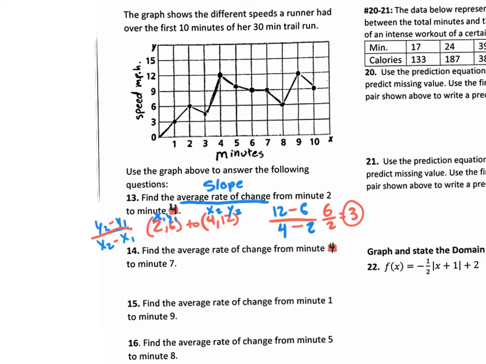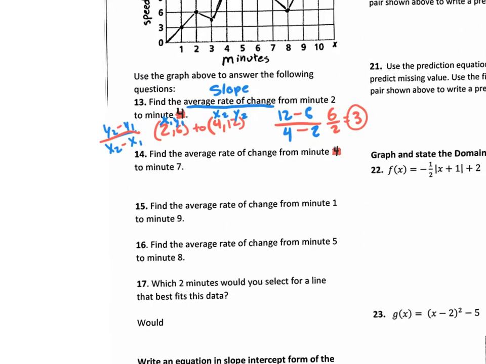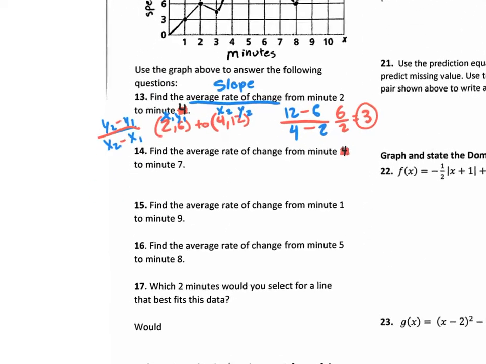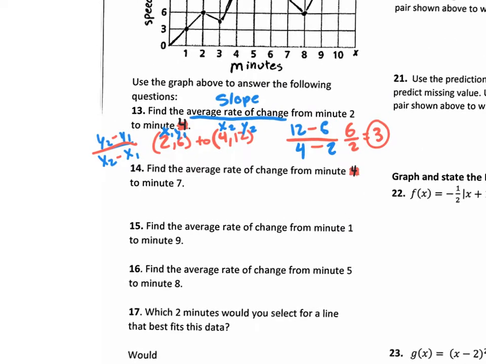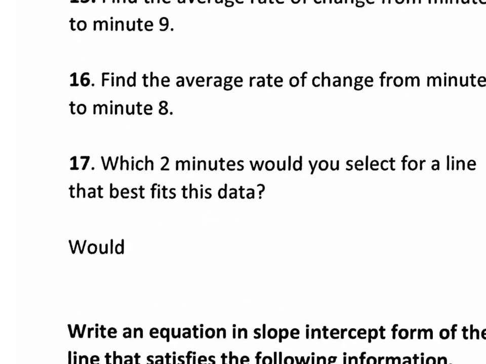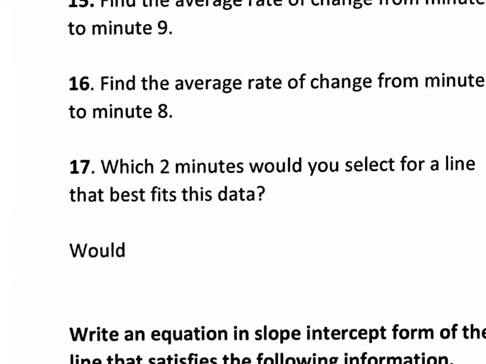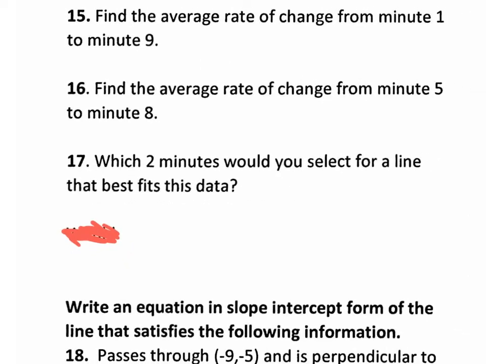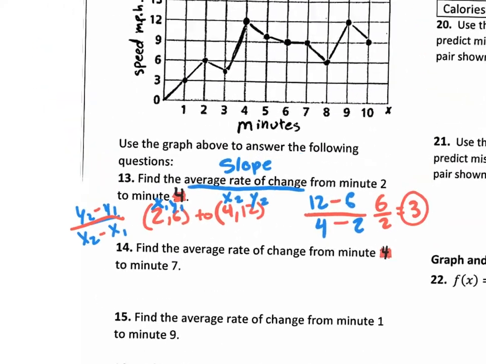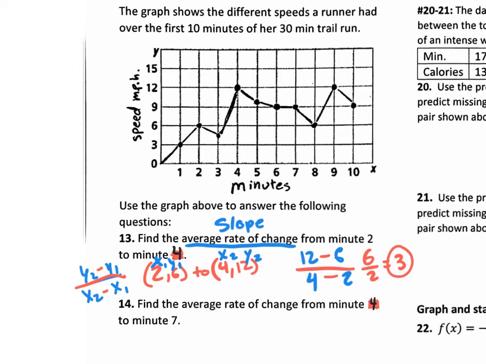looking at a graph. And they ask you to find the same thing, the slope for different minutes, different coordinates. Number 17 is interesting. Whoops, scratch that out. Typo. Number 17 is interesting. It says, which 2 minutes would you select for a line that best fits the data? So obviously there's different answers that different people could give and justify, but there's some that are absolutely wrong.